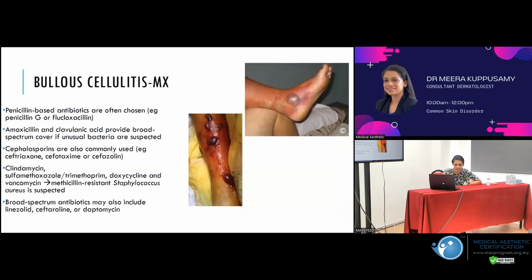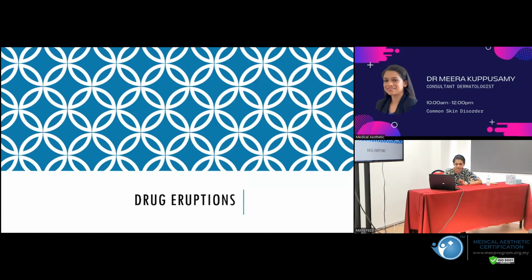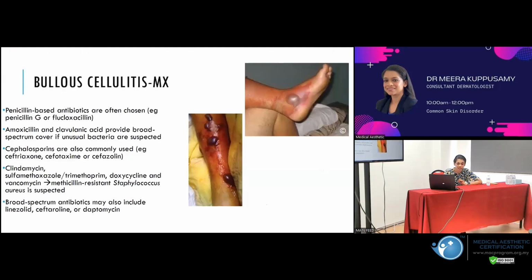So bullous cellulitis, the treatment is roughly the same as non-bullous cellulitis, but it usually takes longer to resolve, and most of the time needs IV. We cover with... inside the antibiotic guidelines they usually say cloxacillin, but in general practice we give augmentin, cephalosporin, rocephin, all this. Sometimes we have to add clindamycin for the gram-negative. Linezolid and all this we will give if it's MRSA.